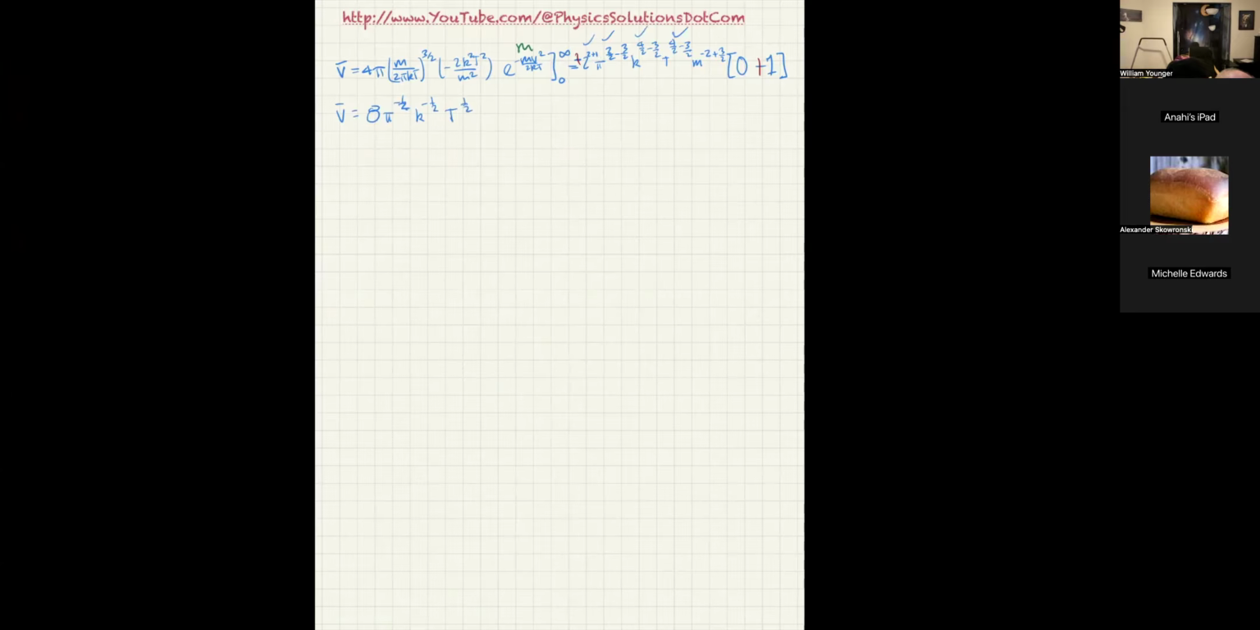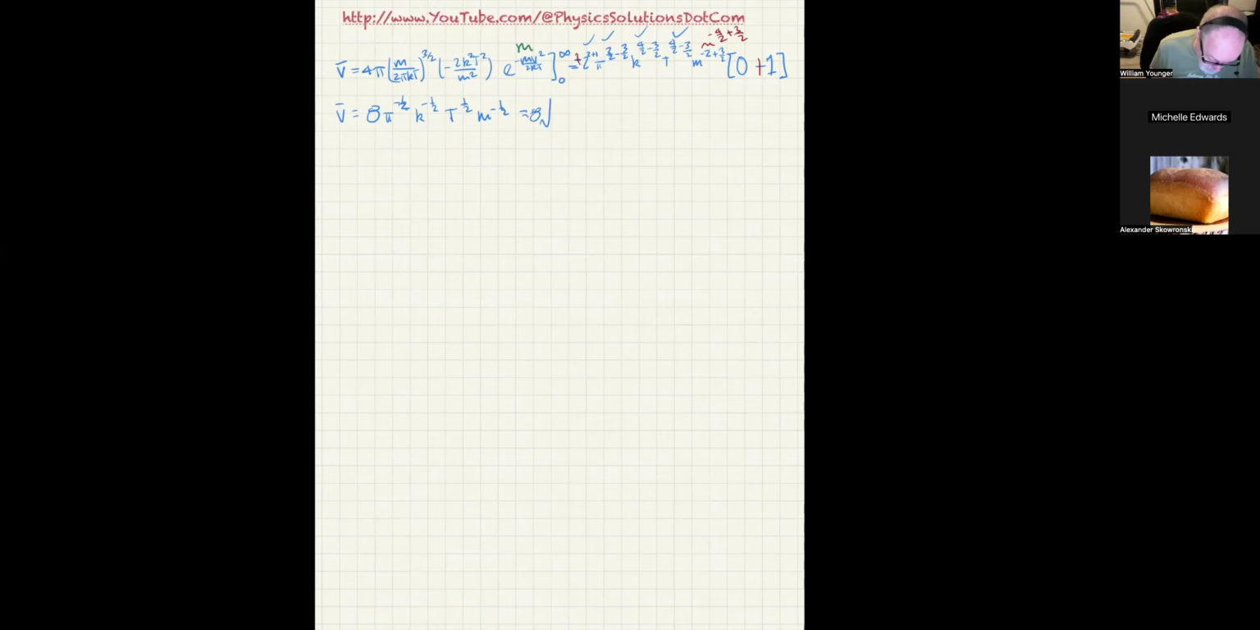And I have m to the negative 4 halves. Since it was actually negative 2, it should be negative 4 halves. I don't know why I didn't write it there, but negative 4 halves plus 3 halves. So 3 halves minus 4 halves is negative 1 half. And that, of course, gives me m to the negative 1 half.